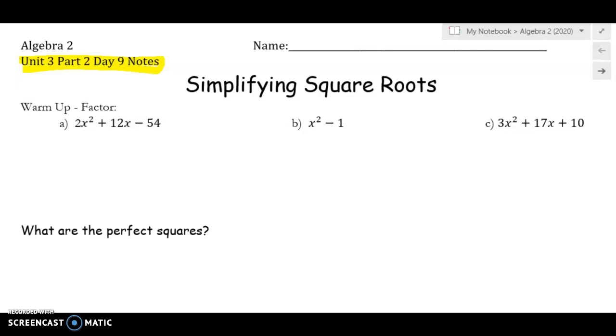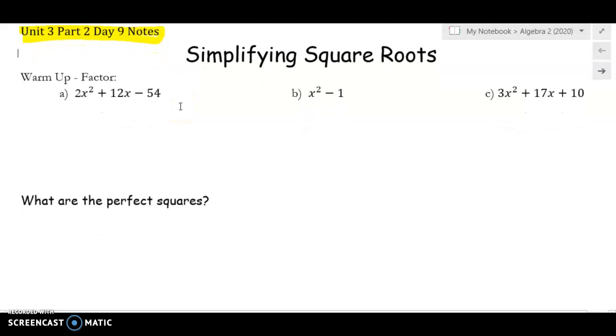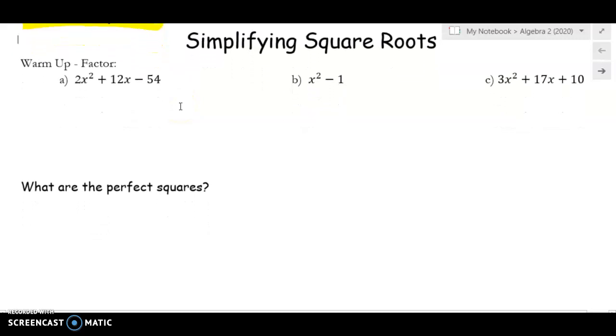So Day 9 notes. The topic for today is a little bit of review. The topic is simplifying square roots. So before we get into the new stuff, let's go ahead and do a warm-up on factoring.